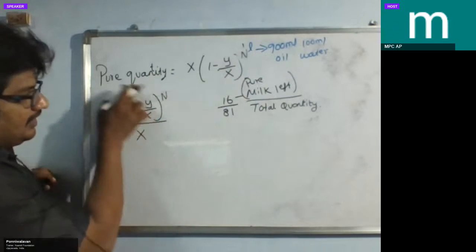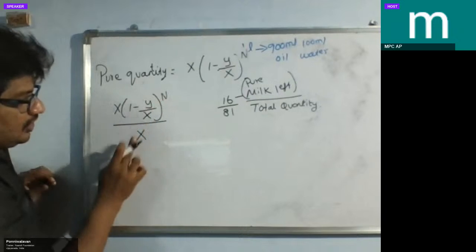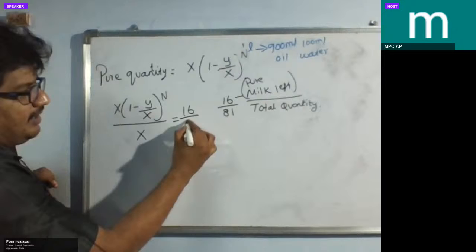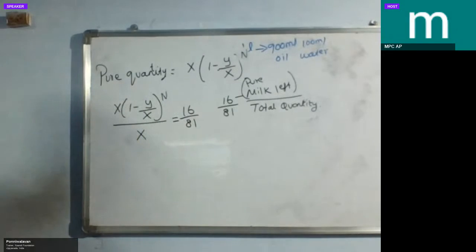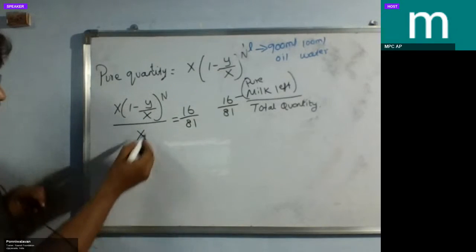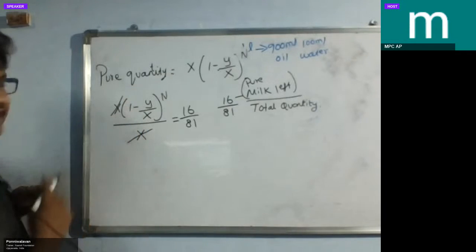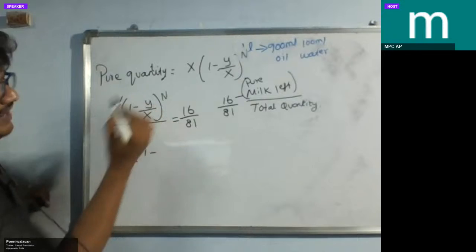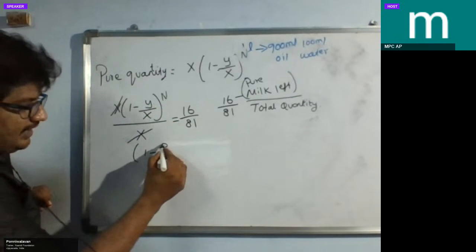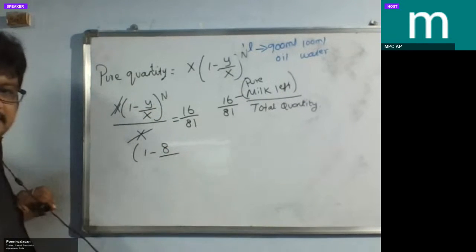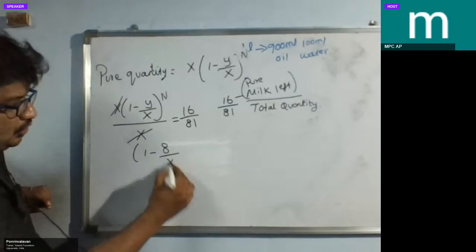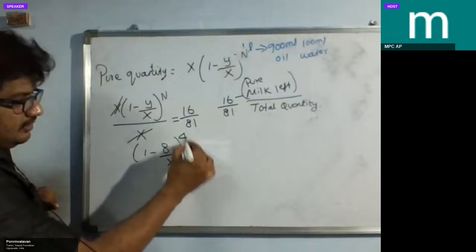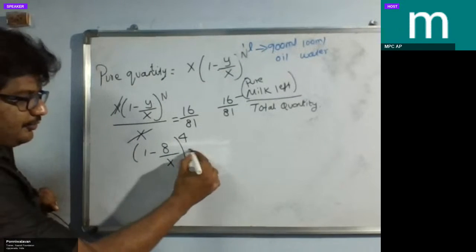So in the pure milk left formula, the total quantity is X, and this ratio is 16 by 81. So X will get cancelled. So it is 1 minus, what is the value of Y? 8. And X we don't know. What is the value of N? 4.